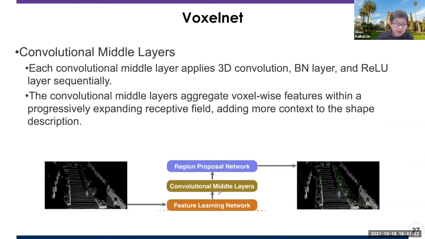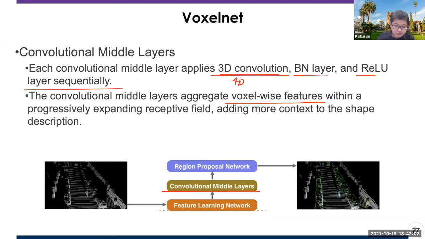Then after this feature learning part, they have the convolution middle layer. Because this is a 4D tensor, they need to apply the 3D convolution. 3D convolution is a 4-dimensional operation, just like a 2D convolution is a 3D operation. They apply the 3D convolution layer, batch normalization layer, and ReLU layer sequentially. This is similar to our previous 2D backbone, so they aggregate the voxel-wise features.